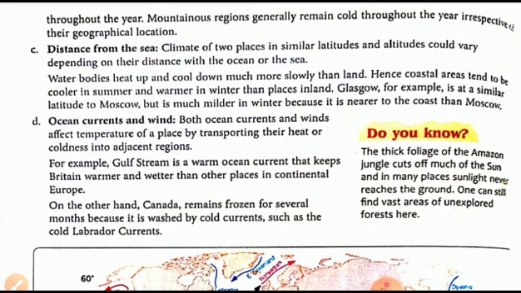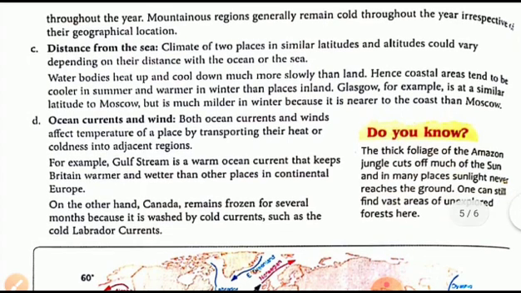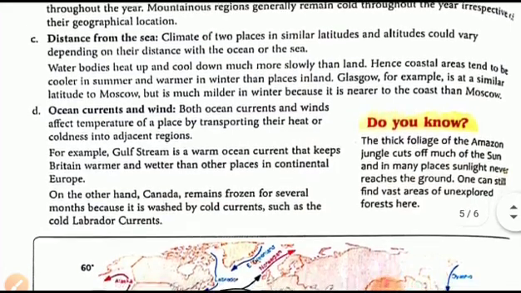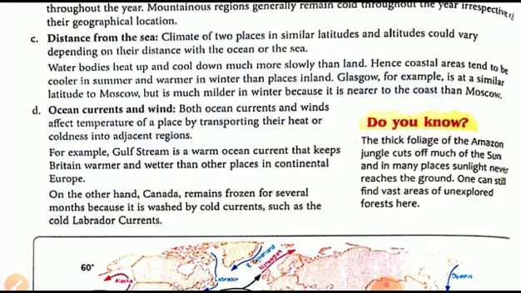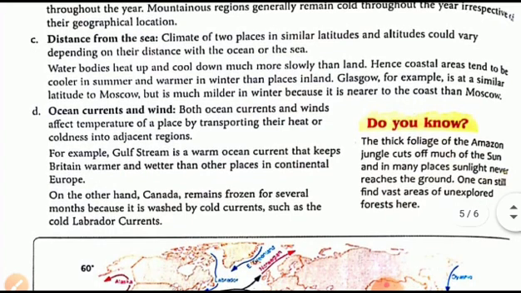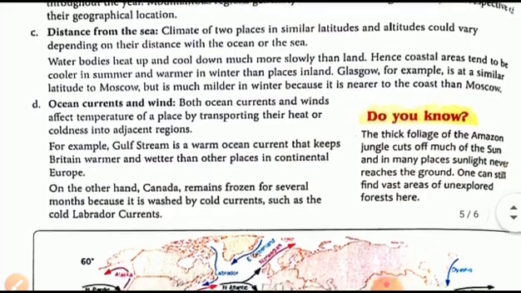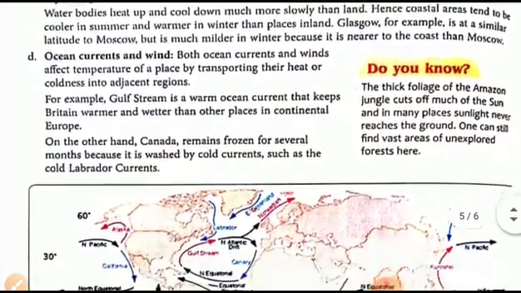Glasgow, a place in Russia, for example, is at a similar latitude to Moscow, but still it is much milder in winter because it is nearer to the coast than Moscow. So the areas which are nearer to the sea will have much warmer winters and cooler summers. Number 4, ocean currents and wind.